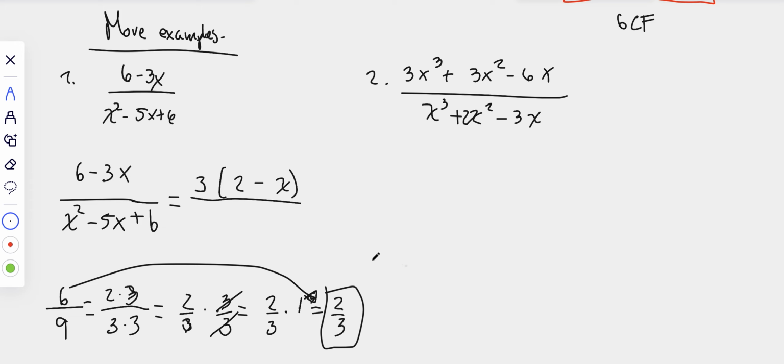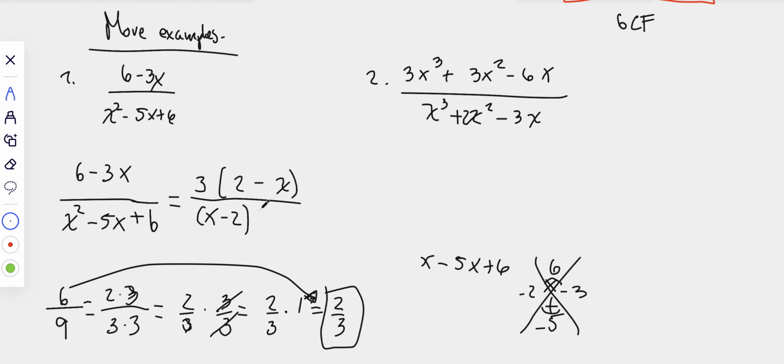And on the denominator, we have x squared minus 5x plus 6. In order to factor this, I'm going to use the x method. I'm going to write down this 6 here and this -5 on the bottom. The question is, what are two values that when I multiply them give me 6, but when I add them give me -5? That will be -2 and -3. So the factors for x squared minus 5x plus 6 will be x minus 2 times x minus 3.